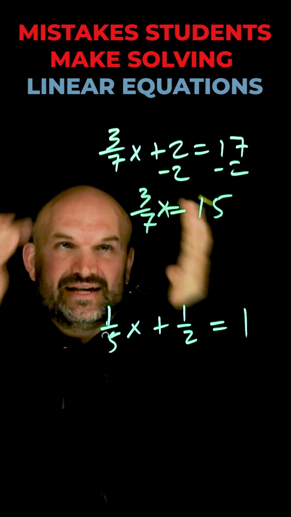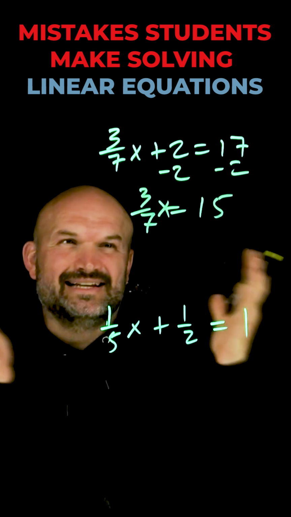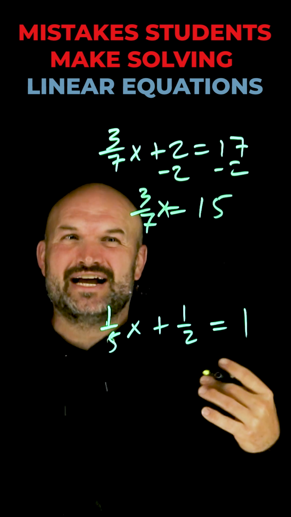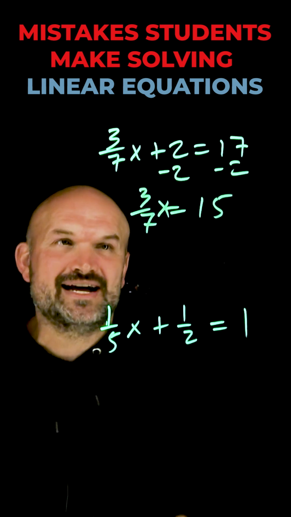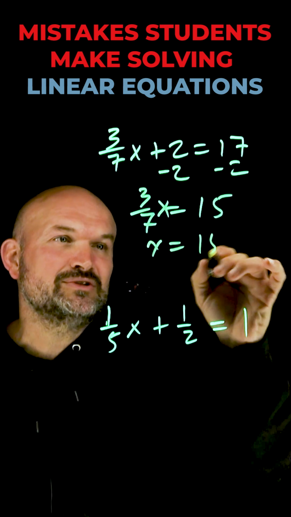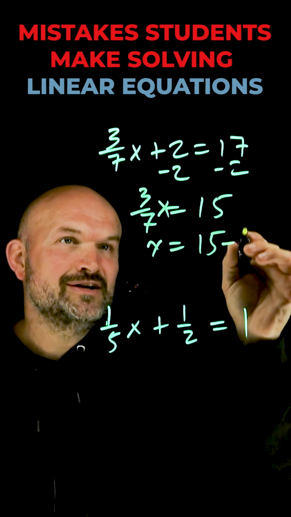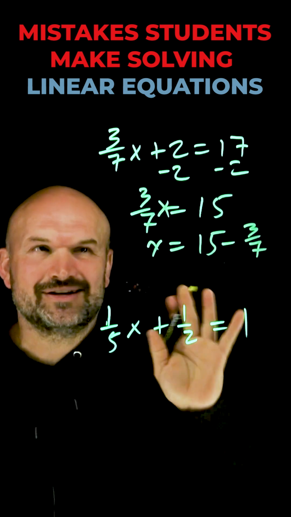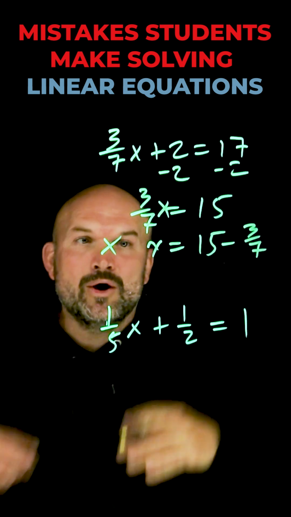But then students freeze up. They're like, crap, is it dividing? Is it multiplying? Maybe, I don't know, should I just subtract a 3/7 on both sides? I've seen that mistake a lot of times. Students will not know what to do with this fraction, so they'll subtract the 3/7 on both sides. No, guys. Don't want to do this. So what do we do?